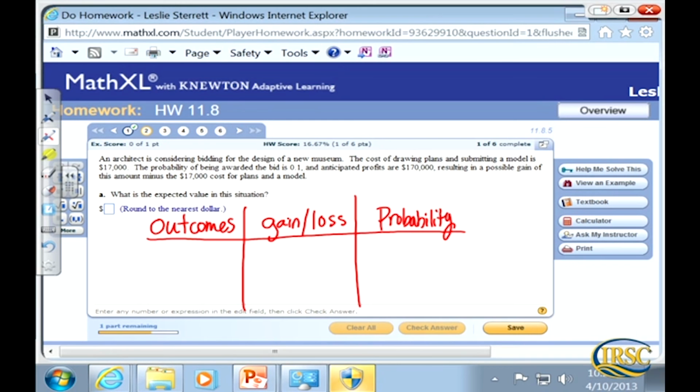All right, so an architect is bidding for this new museum. What are the possible things that could happen when he bids for the job for the museum? Okay, he could get the job or not get it. And they use the word awarded the bid, so I'm going to just use that same wording. So he's awarded the bid, or he's not awarded the bid.